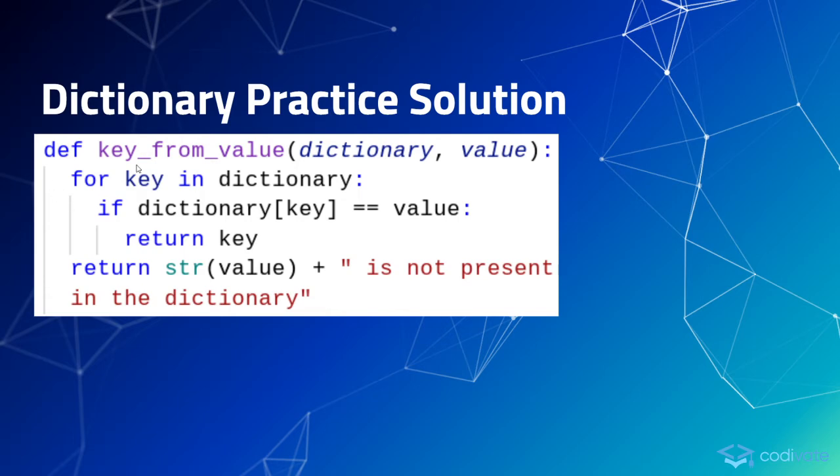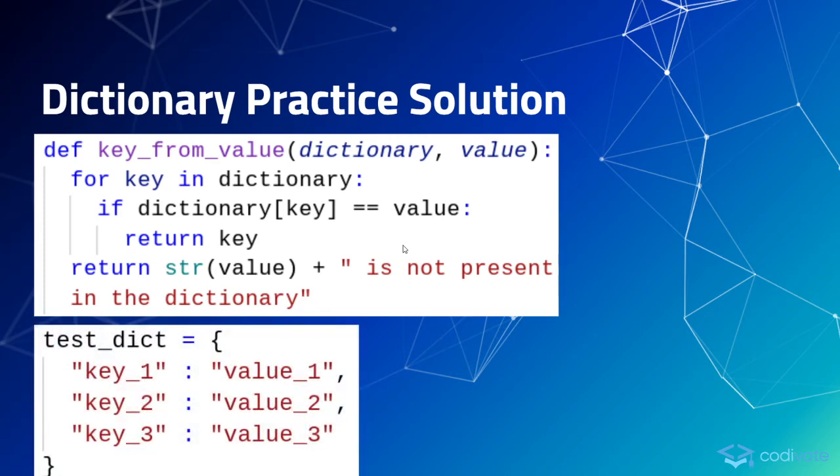Otherwise, if we make it through our entire for loop and we haven't returned anything yet, that means that the value is not even in the dictionary. In that case, we can return a string, and the string is just whatever value they entered is not present in the dictionary. We are casting this value as a string and concatenating it simply because we don't know if this value was an integer, a float, a boolean. It could be a string, but just in case, we're going to cast it as a string and concatenate it.